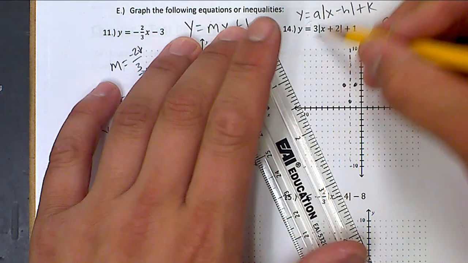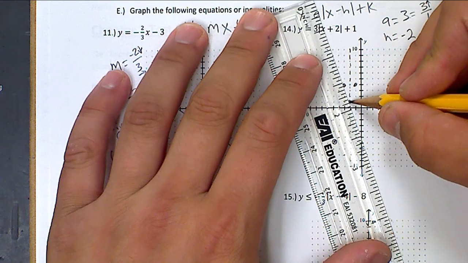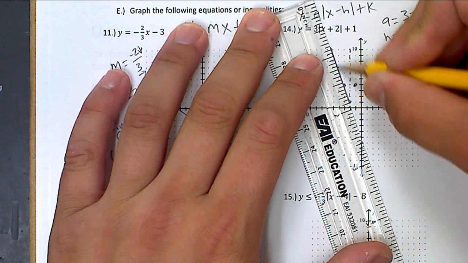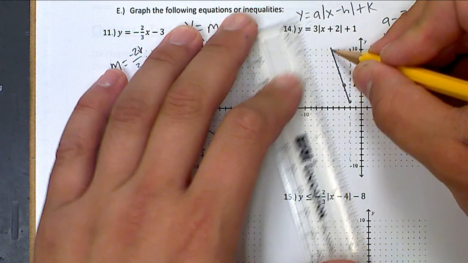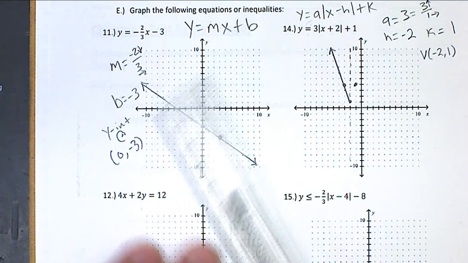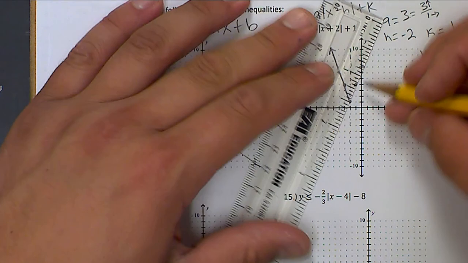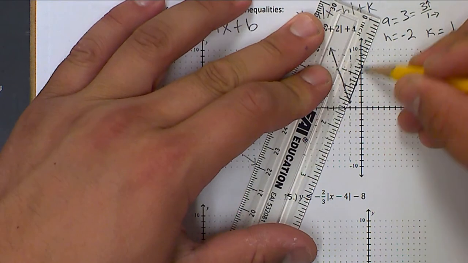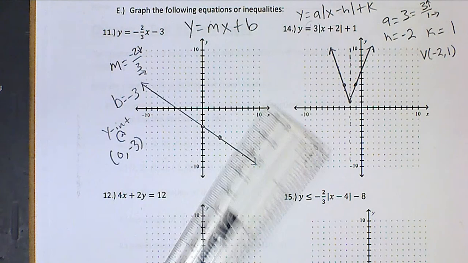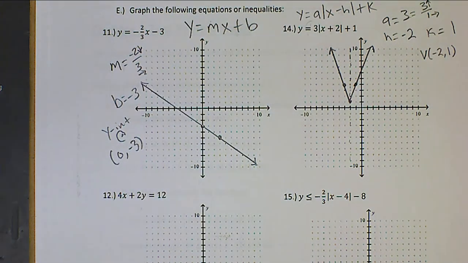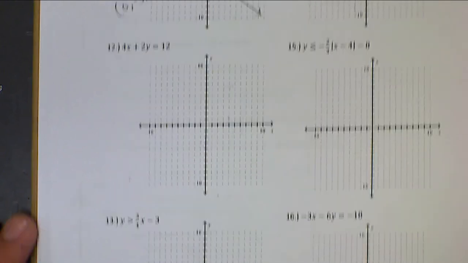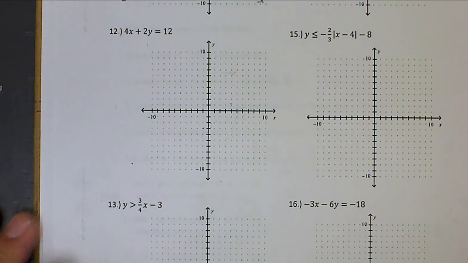This is an equation, so you want to just draw lines, or actually rays, extending from the vertex. So here's one, and here's the other. And this is the graph of the absolute value equation y equals 3 times the absolute value of x plus 2 plus 1. Okay. Now let's go down to 12 and 15.